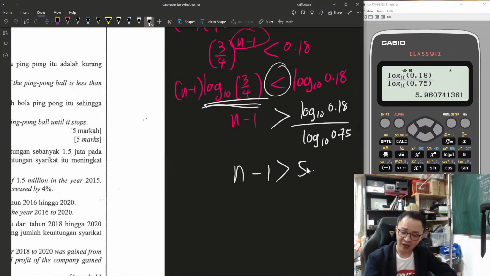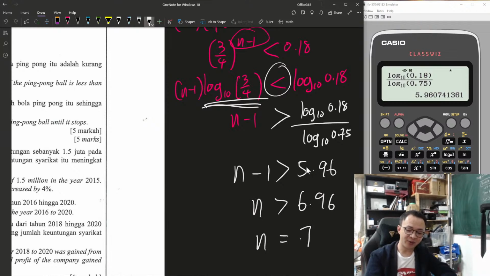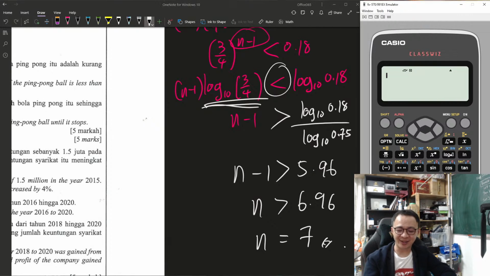Okay, 5.96. So my n is bigger than 6.96. So the closest one will be 7. So I know at the 7th bounce, the height will be less than 20. You might argue, sir, how about the 6th bounce? Yeah, we can actually test this out.